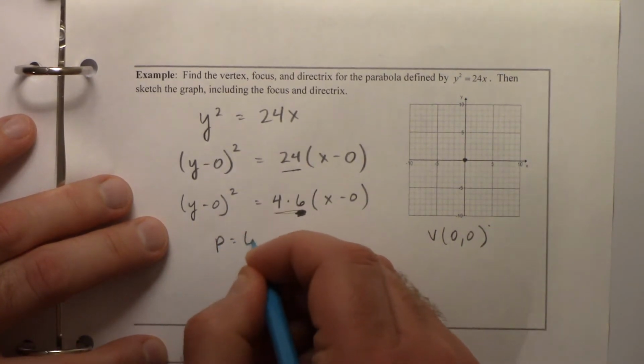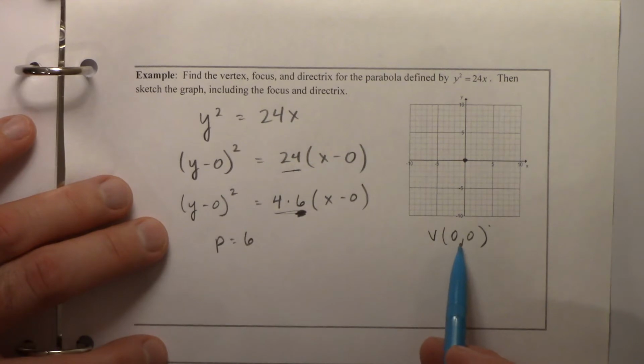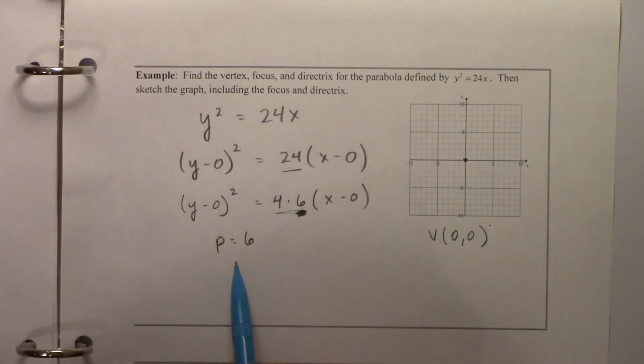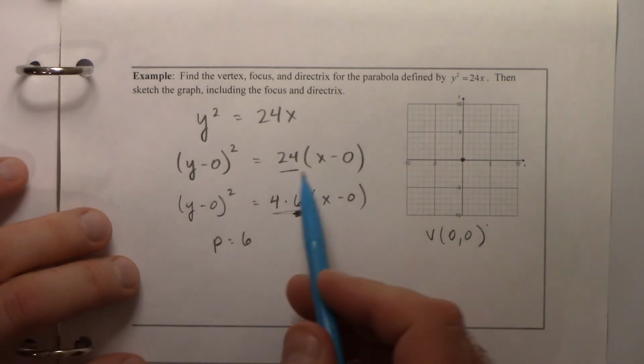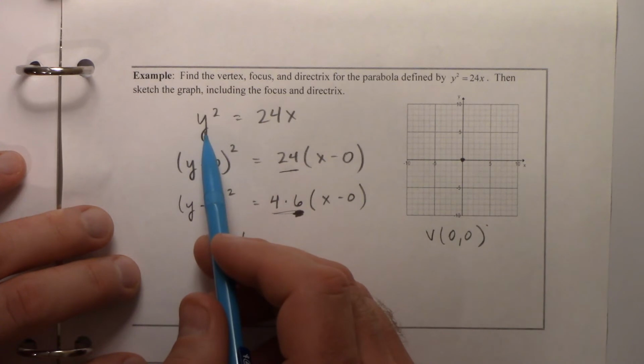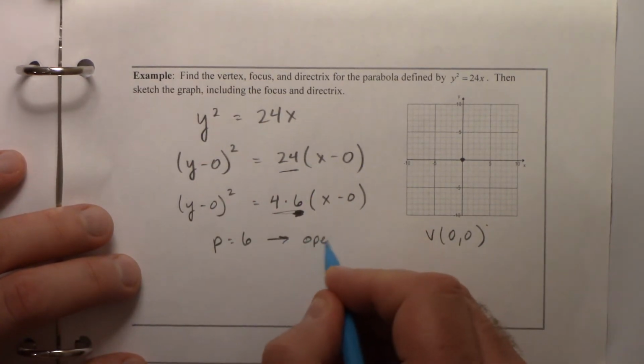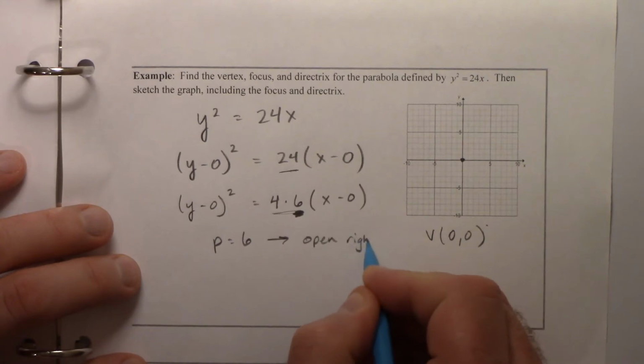So p is equal to 6. Now what that shows us is how far from the vertex that focus point is going to be located. Also notice, because the number out front is positive and because the y is being squared, we can tell that this is going to open to the right.